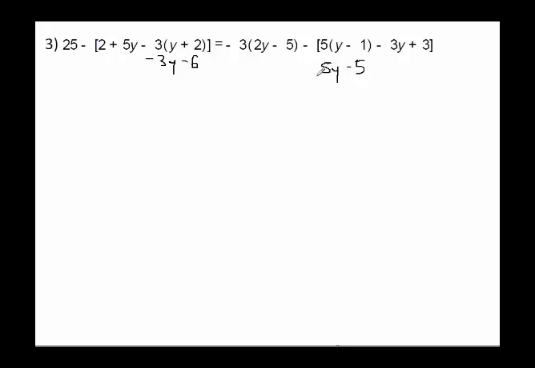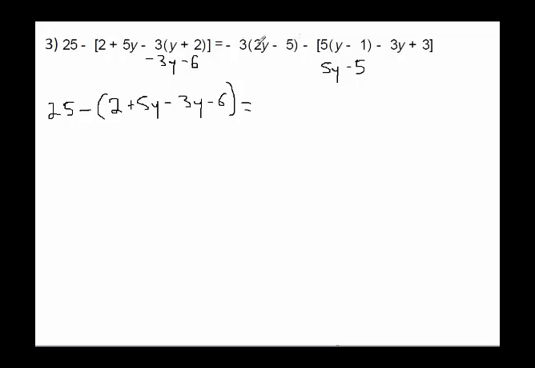So let's take a look now at trying to write it over with these things open at least. We've got the 25 still. We've got the minus. Now we can use parentheses instead of brackets, since we now just have the 2y plus 5y minus 3y minus 6 equals, and while we're at it, let's open up this one here.